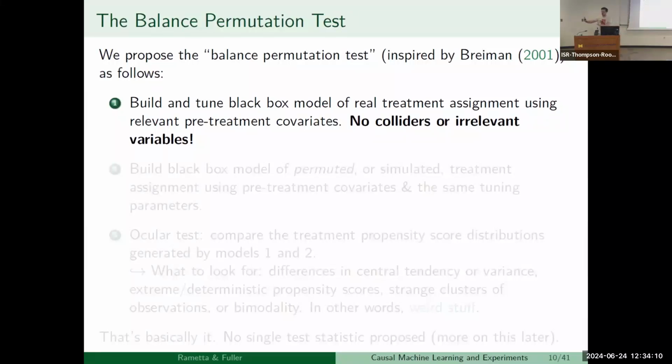I'll talk about what the black box model is later, but for now you can just think of it as a machine that you put in an outcome variable and some pretreatment covariates, and it's going to spit out treatment propensities for you. Okay? We'll talk about the implementation a little bit later.